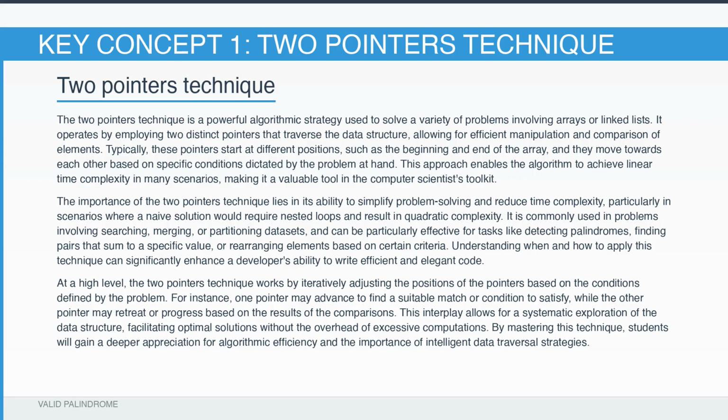It's particularly useful in tasks like detecting palindromes, where you check if a string reads the same forwards and backwards. By adjusting the pointers based on conditions, you can systematically explore the data, leading to optimal solutions without unnecessary computations. By mastering this technique, you'll enhance your programming skills and gain a deeper understanding of how to navigate data structures efficiently.